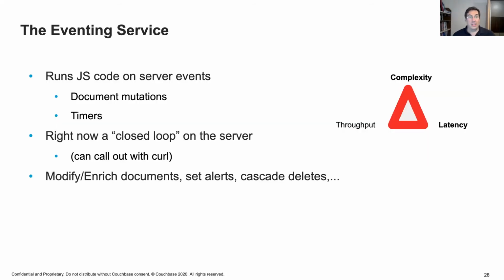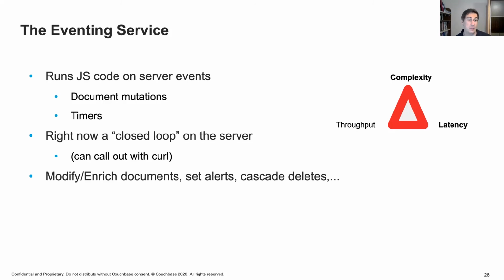Last but not least, the eventing service. As I mentioned, the SDK doesn't really talk to the eventing service directly, so it's purely server side in terms of complexity. What it does is it runs JavaScript code on server events. Right now we support two server events. We support document mutations, so you can run an eventing function if a document changes, or you can run events when a timer fires, right?